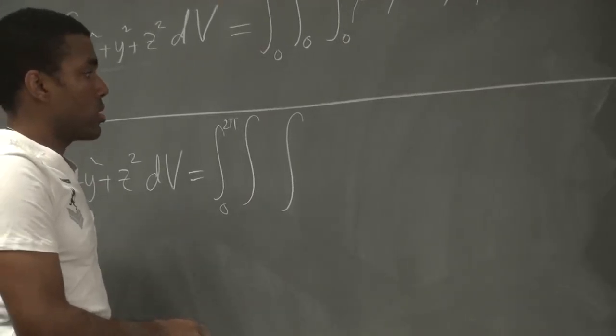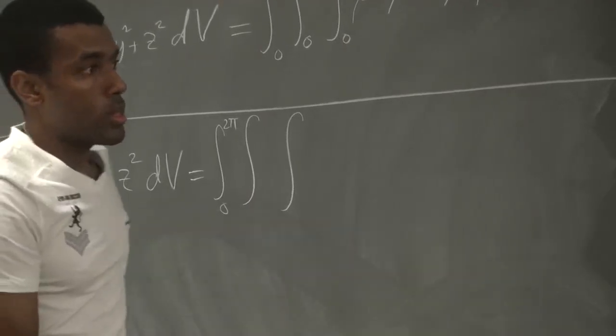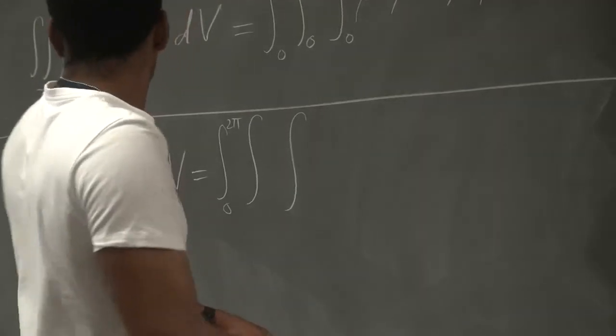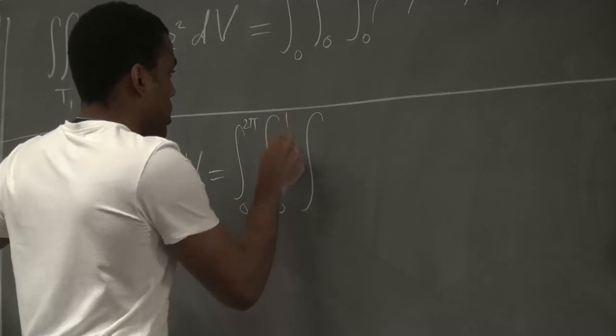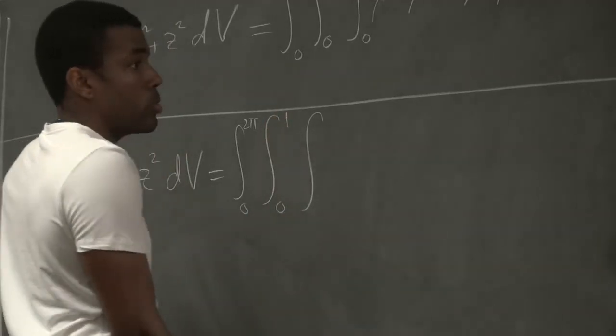And in 0 to 1? Yeah, 0 to 1, right. This is going to be the region of projection. So 0 to 2 pi, 0 to 1. What does your z go between?